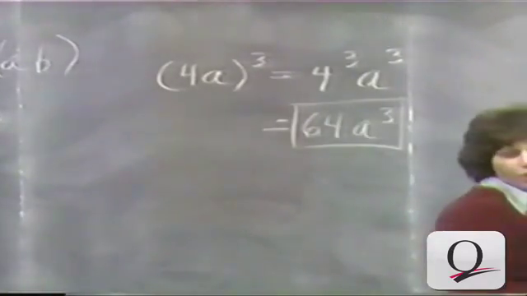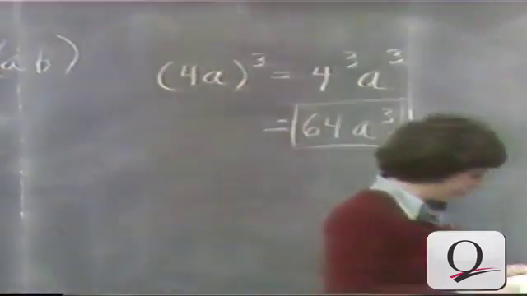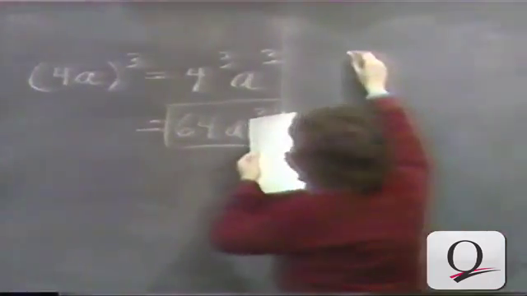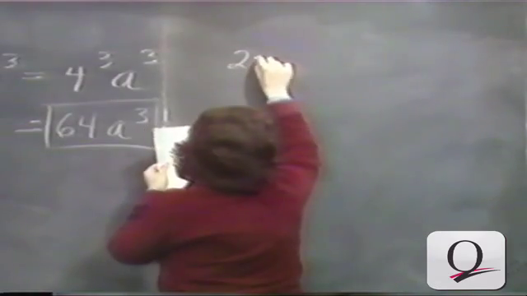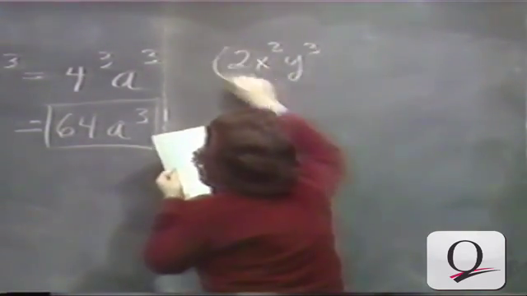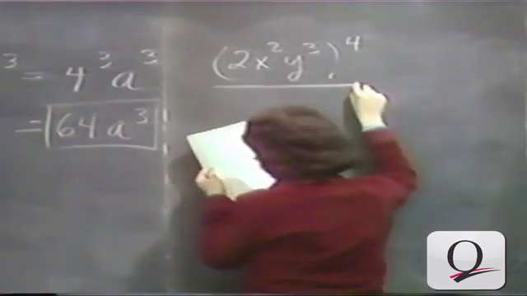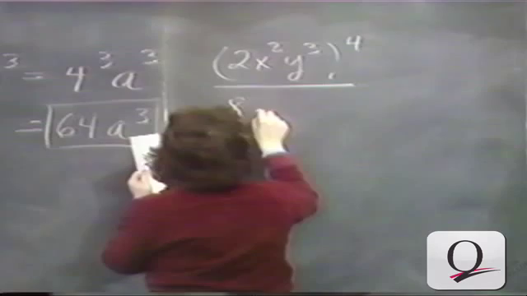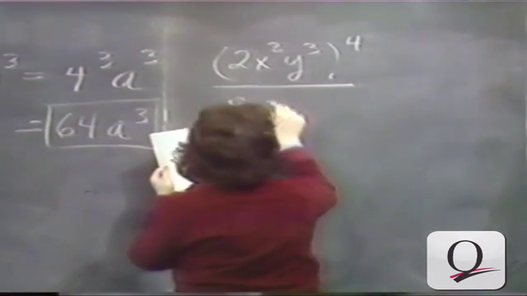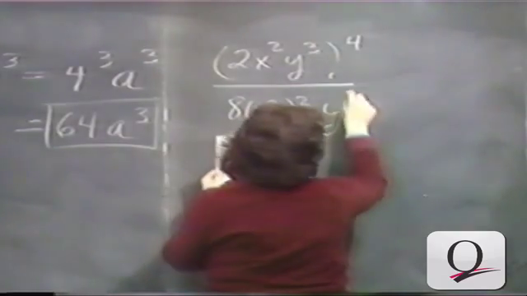If you want to try any of these on your own, you can shut off the videotape machine and turn it back on after you've completed the problem. Okay, 2x squared y cubed to the 4th power, divided by 8x cubed squared y to the 5th.